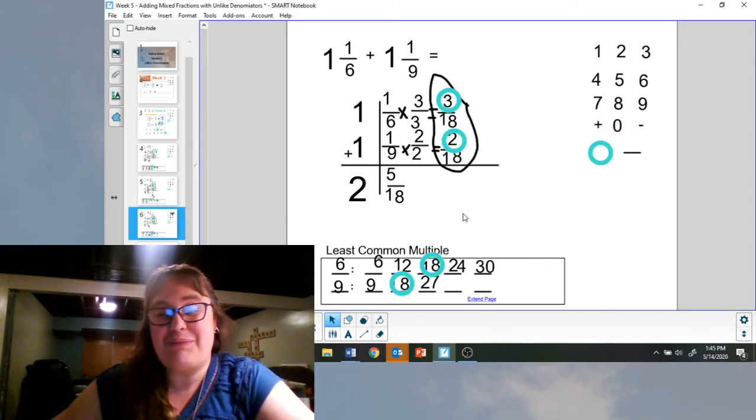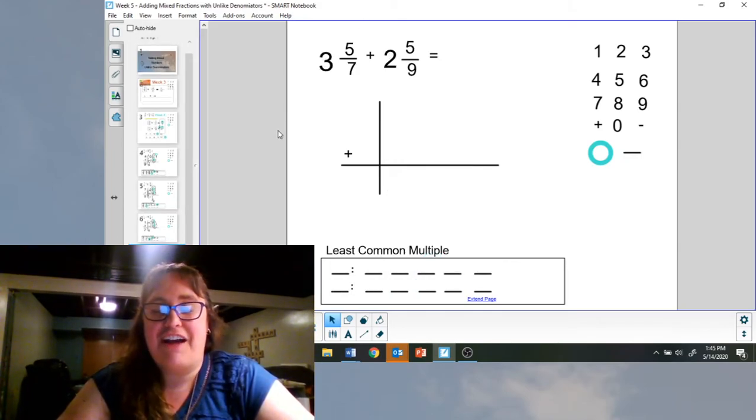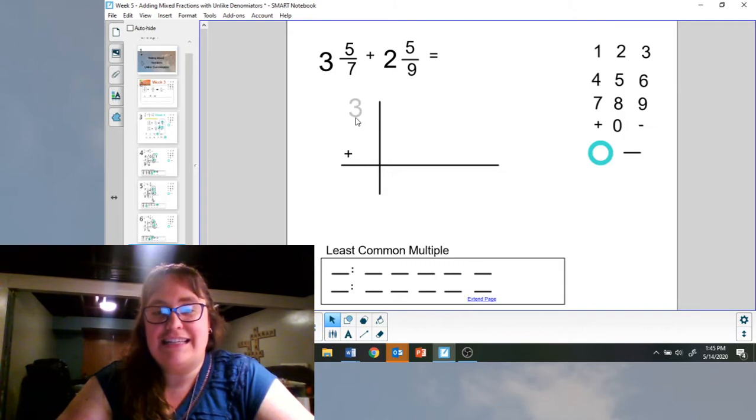Let's do one more problem together and see how you're doing. We've got 3 and 5/7 and 2 and 5/9. Whole numbers and the fractions. Get your paper set up.